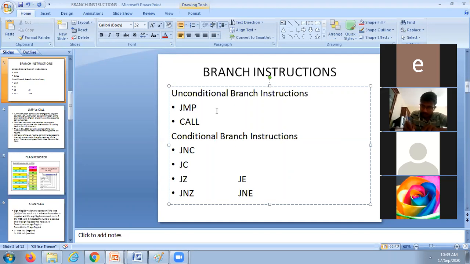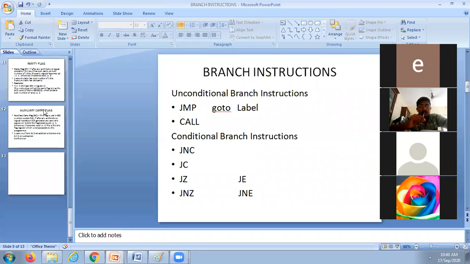Next one is call. I think you have heard about the go to statement in C. Have you heard about it? The go to statement in C. In high level language programming, there is an instruction called go to, go to some label. Label means nothing but an address. The go to statement is there.